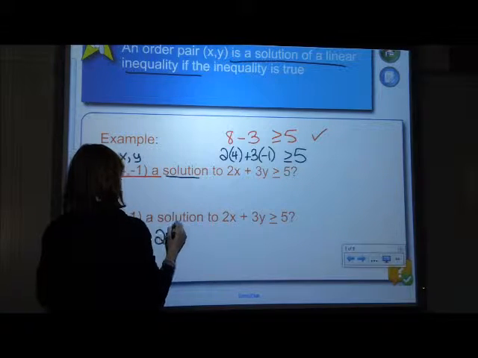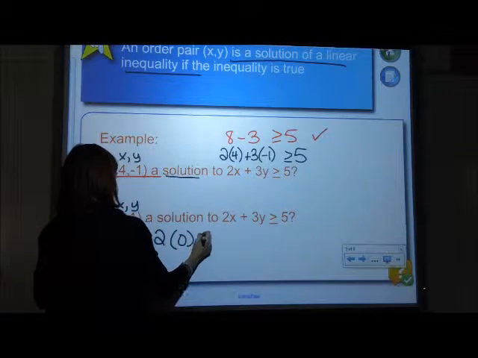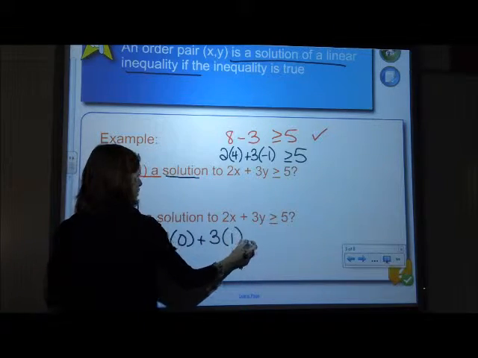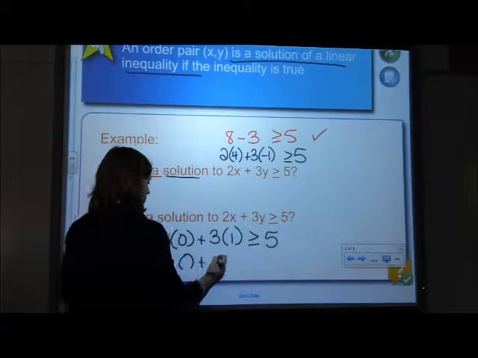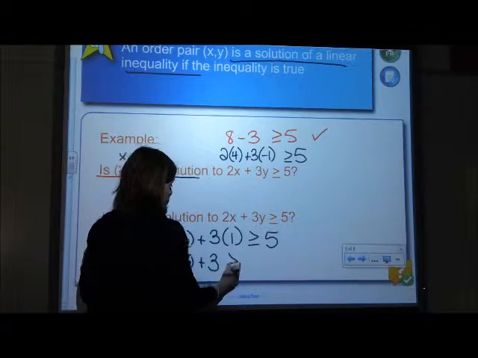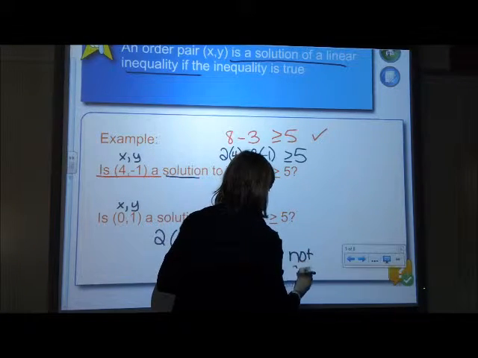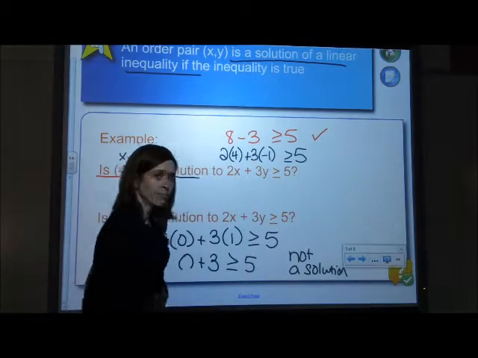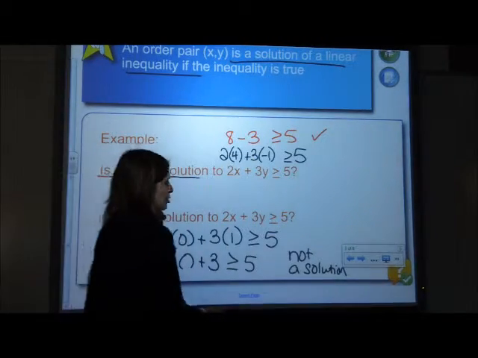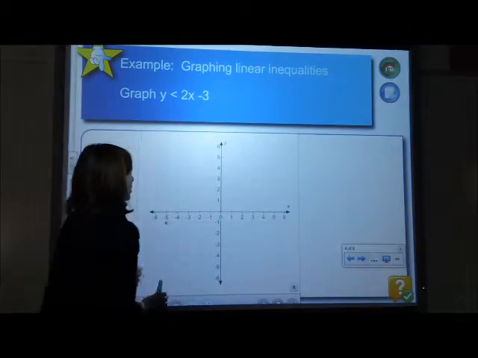Okay, so you plug in, these are your x and your y. So you plug in your x of 0, you plug in your y of 1. Is it greater than or equal to 5? 0 plus 3 is 3. Is that greater than or equal to 5? It is not, so it is not a solution to the inequality. Okay? All right, so that's one thing I could ask you about inequalities. But again, we want you to get an understanding that it has many solutions.